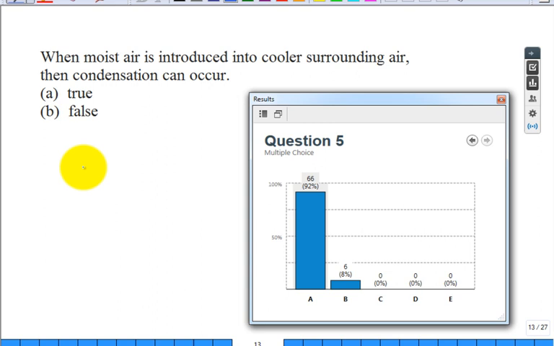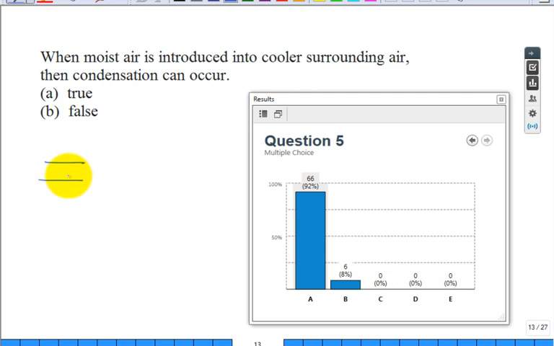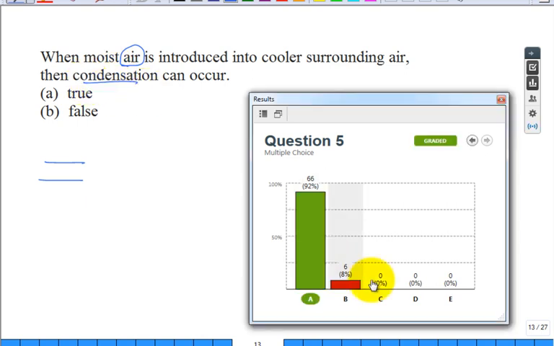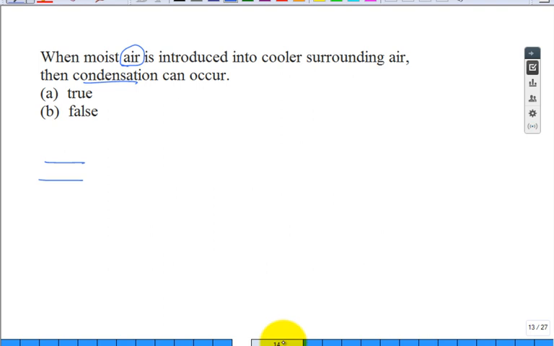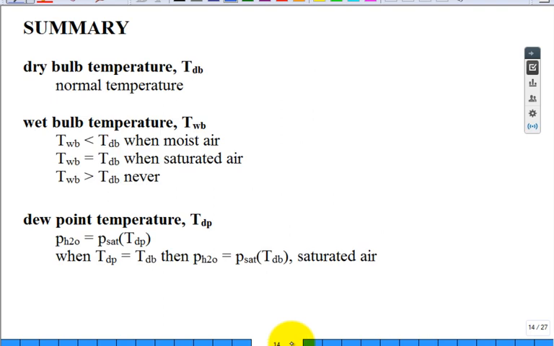What goes out the tailpipe, somebody says, I don't really consider what goes out the tailpipe of my car as air. Yeah, you don't want to be breathing it, but it's some sort of moisture-laden airstream, gas stream. And when you put that into a cooler airstream, that's when you get the condensation. All right, very good. Okay, in summary, we had the dry bulb.